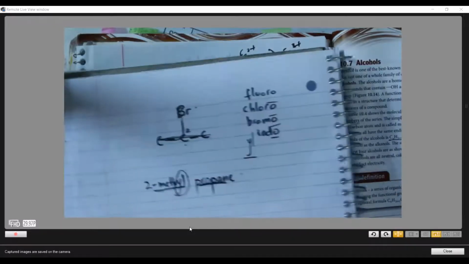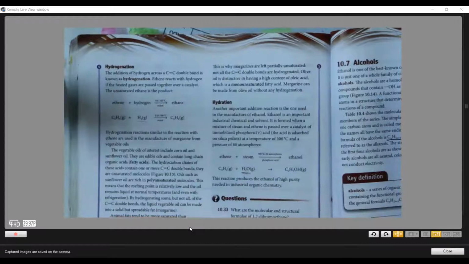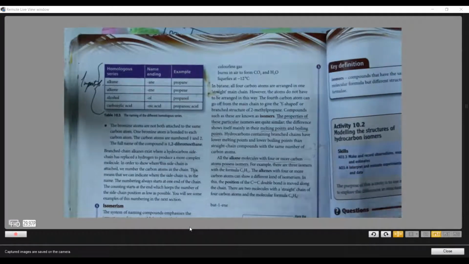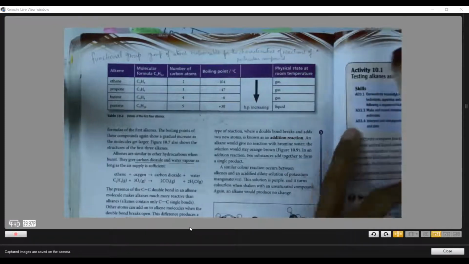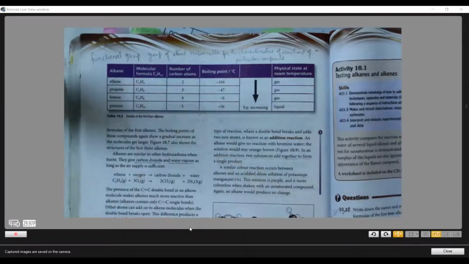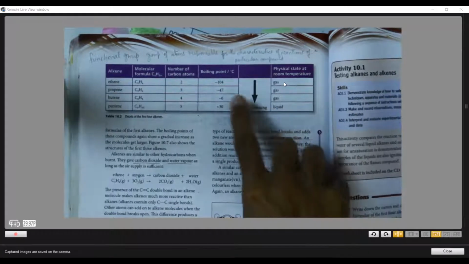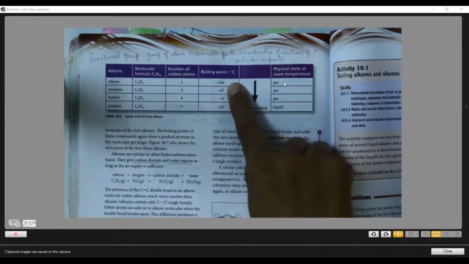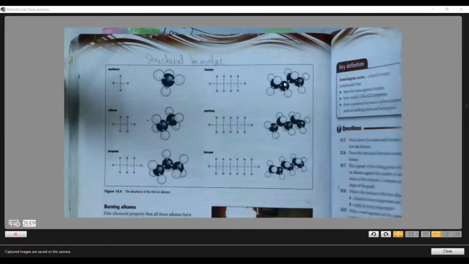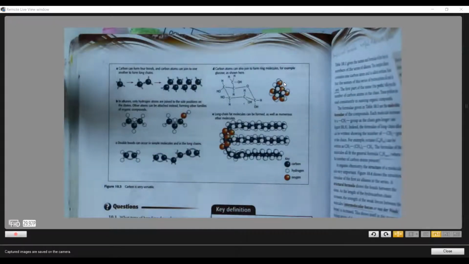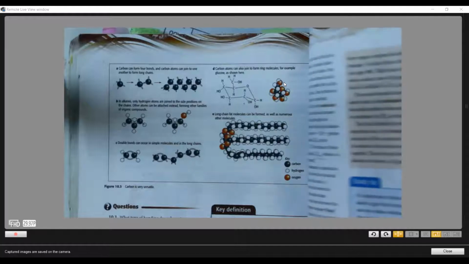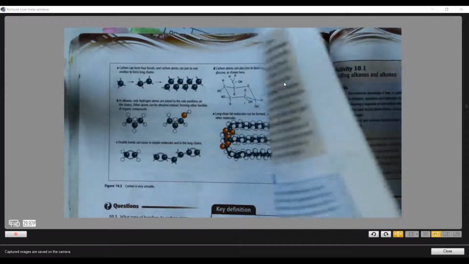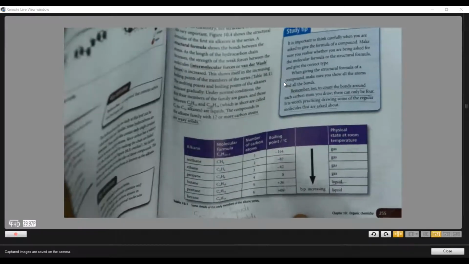Look at the table in your book. Compare the tables. This is the alkane table. Look at their boiling points. And then you have another table for alkenes boiling points, Table 10.1 on page 255. This one, page 255.